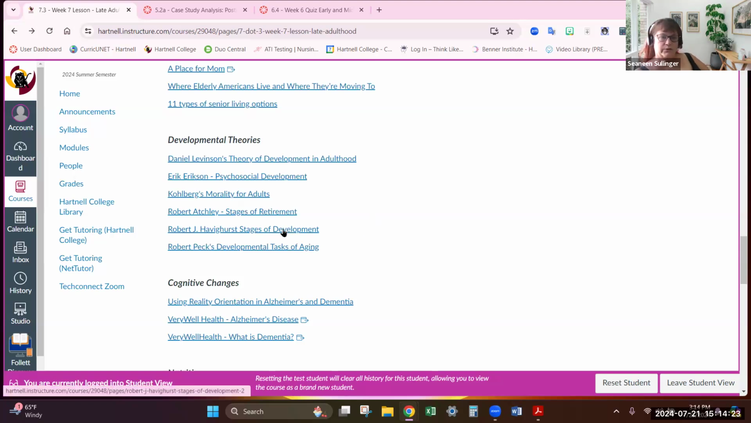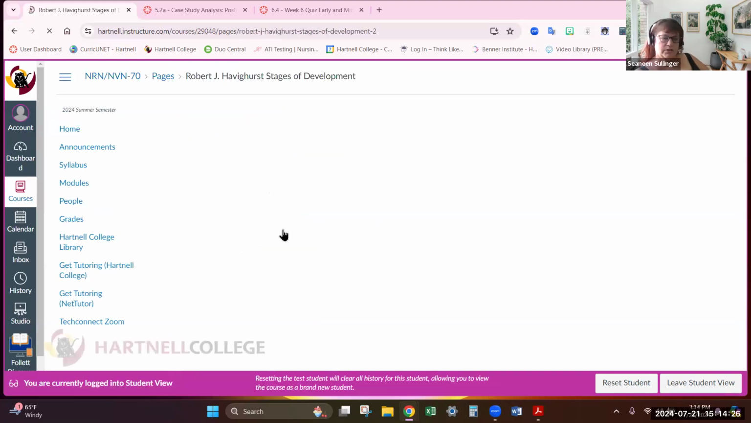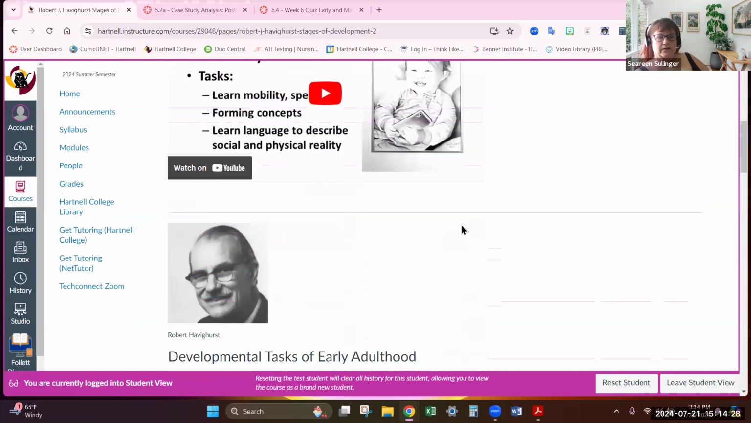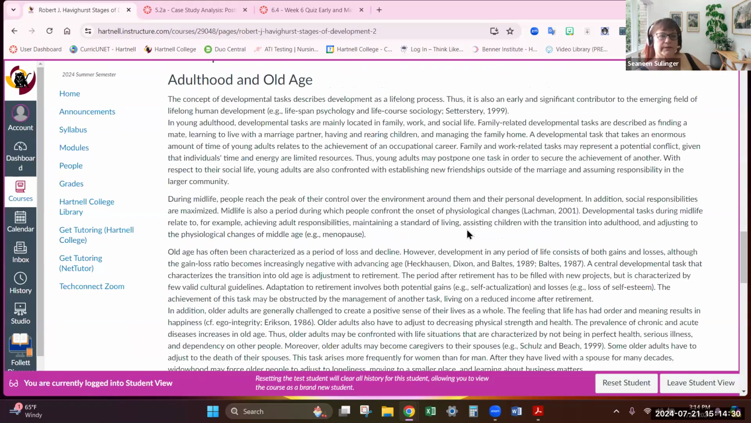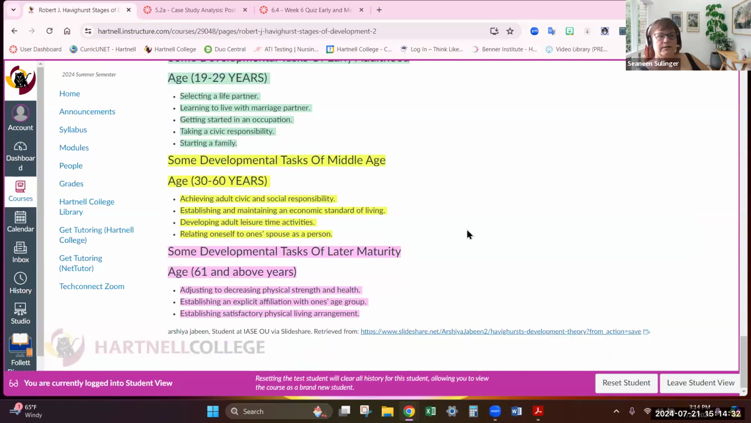We've looked at Havighurst, so let's briefly look at Havighurst again, all the way down at the bottom. We did early, we did middle. There's later maturity. So some developmental tasks of later maturity, he qualifies them as age 61 and above. So adjusting to decreasing physical strength and health. At 60, I don't think necessarily that's happening, but it could be, because people are living longer, but things don't start to work as well as they used to.